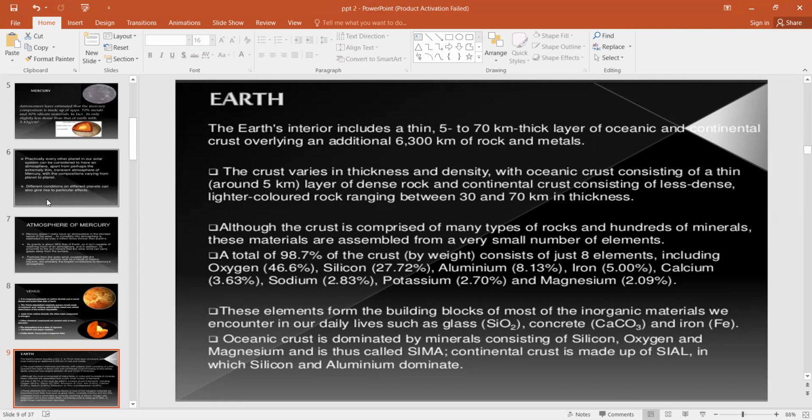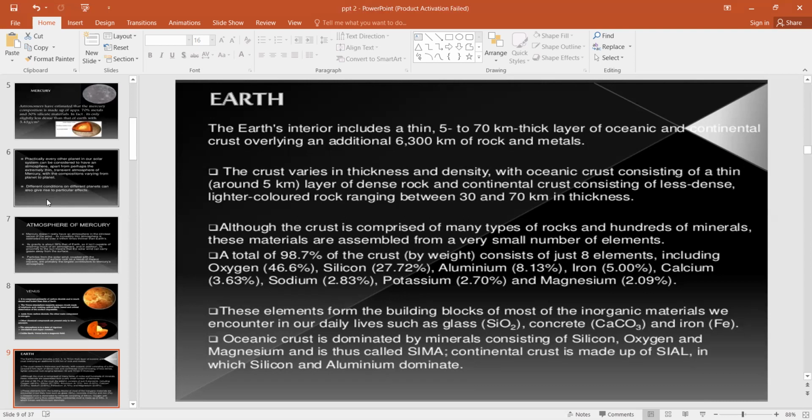8 elements, which are oxygen, which makes up around 46.6%, silicon, which is around 27.72%, aluminum, around 8.13%, iron 5%, calcium around 3.63%, sodium around 2.83%, and potassium and magnesium, which are around 2.70% and 2.09% respectively. These amounts form the building blocks of most of the inorganic materials we use in our daily life, such as glass, concrete, and iron.